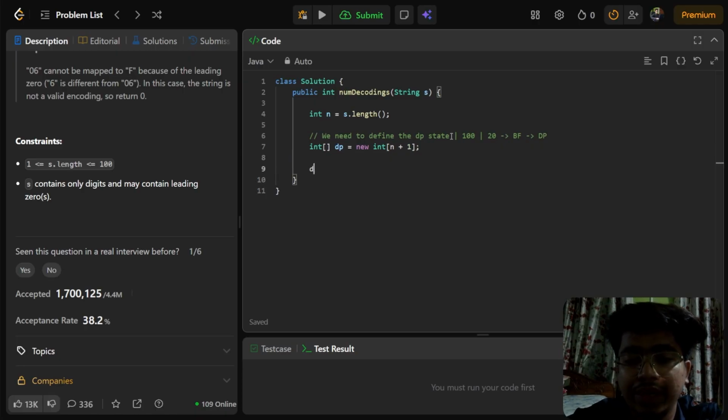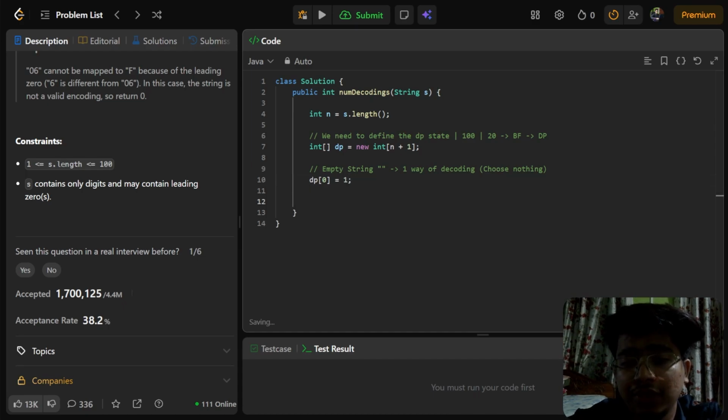So now we fill the base case. An empty string has one way of decoding, as per dynamic programming, that is choose nothing. That is one way. So DP of 0 is filled with 1.